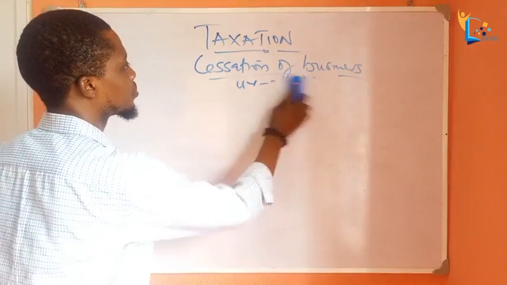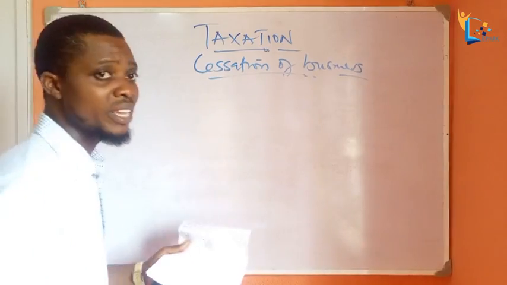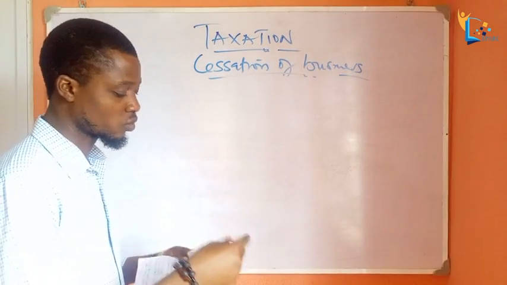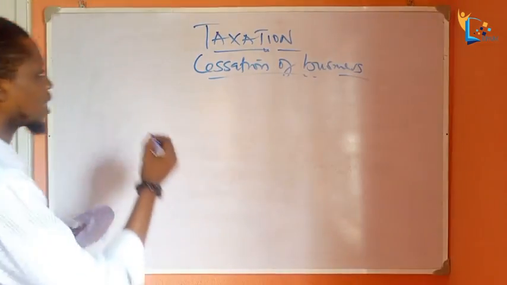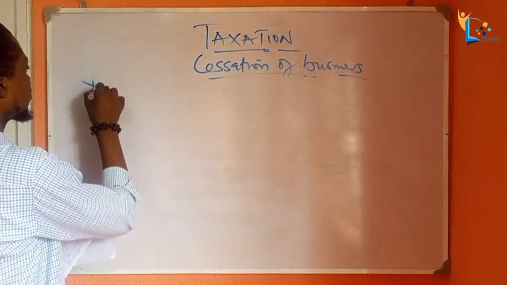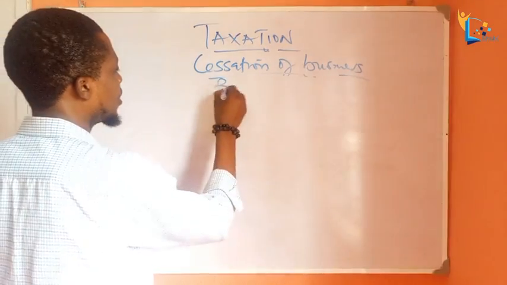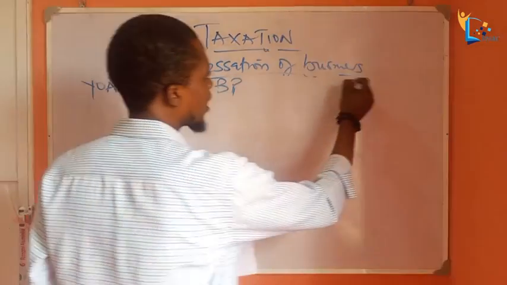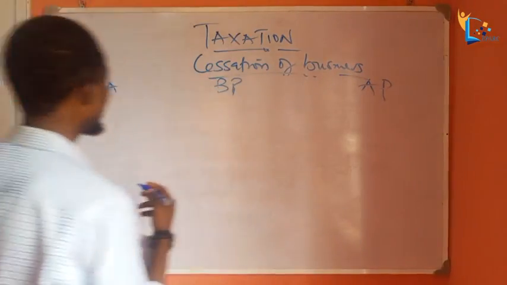So our penultimate year is 2003. So let's start our computation. Year of assessment, basis period, and assessable profit. Okay?